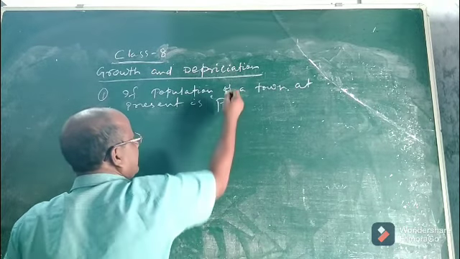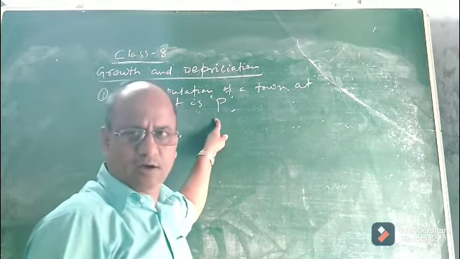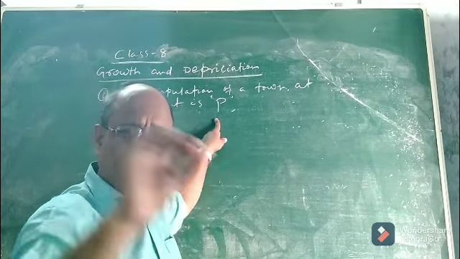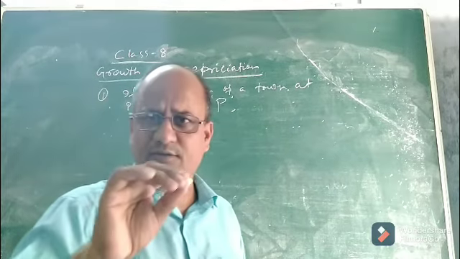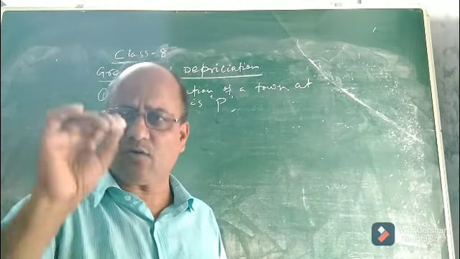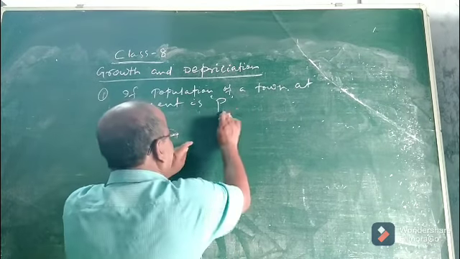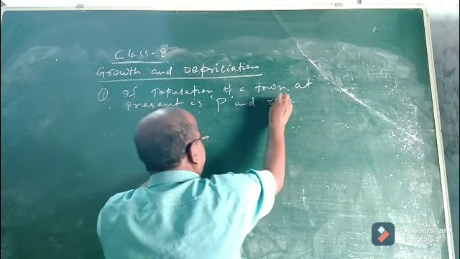Okay, suppose P is the present population of a city or a town or a country, whatever. Then it increases at a constant rate or uniform rate. So if the population is P and the rate of growth is uniform.